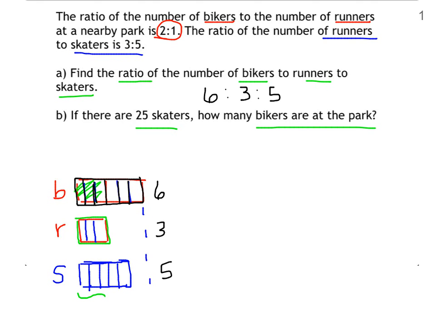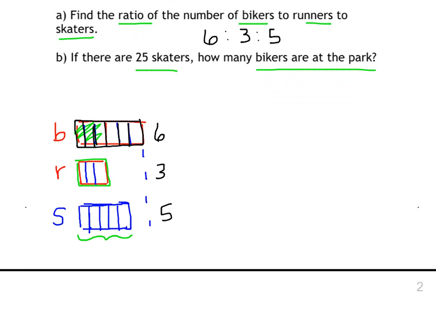We can label the skaters, and I'm going to move this up so I have more room, as 25. Those 5 units represent 25 skaters. And what we want to find out is the number of bikers, so I am going to label the bar for the bikers with a question mark, because that's what we want to know. Now let's start to solve. We always go back to the problem and look at what quantity we know, and we know that the skaters, there are 25 of them, and the skaters are represented by 5 units.